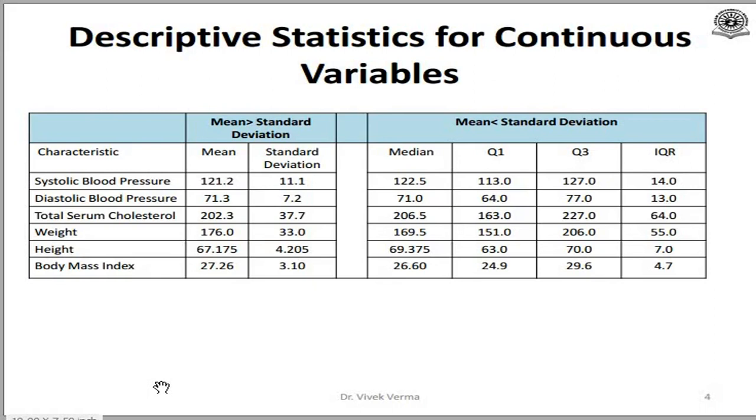If your mean is more than the standard deviation, the best measure to report the characterization of the database or the variable is the mean and its standard deviation. Whereas in situations where the mean is less than the standard deviation, the median, first quartile, third quartile and interquartile range, which we already explored in our previous deliberation, can be considered the best measures for reporting.